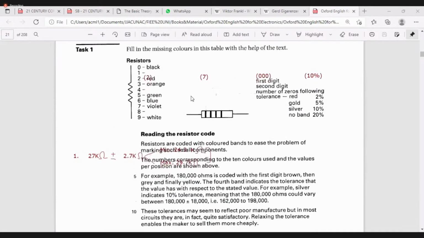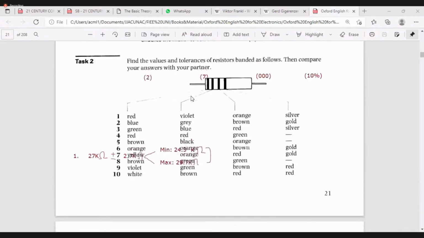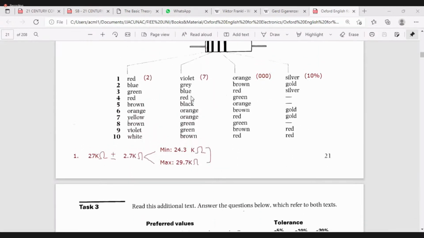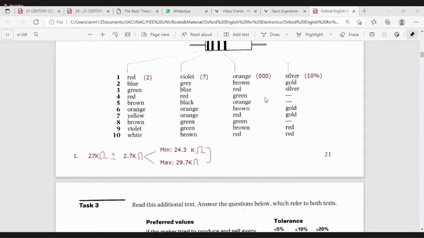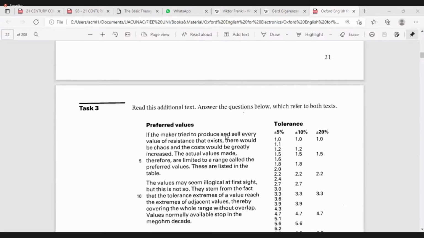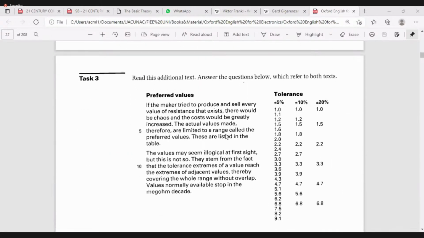5% is gold, 5% silver 10%, and when you have no band, for example, in the case of 3 and 4, it is 20%. So the difference can be even greater. Okay. Now, clear here the drawings, and let's go to read additional texts.